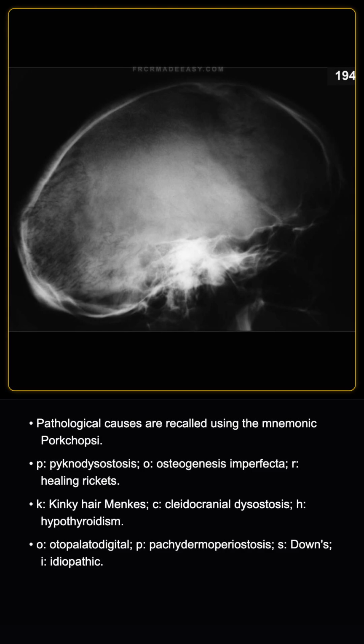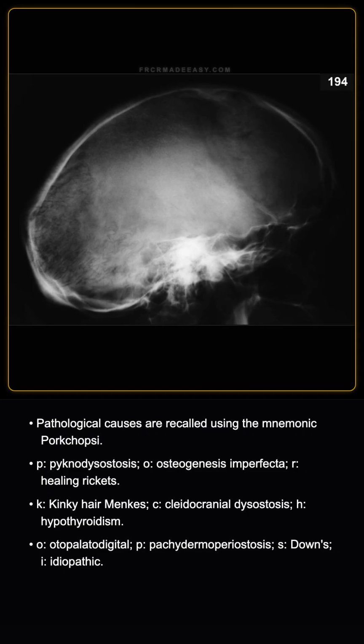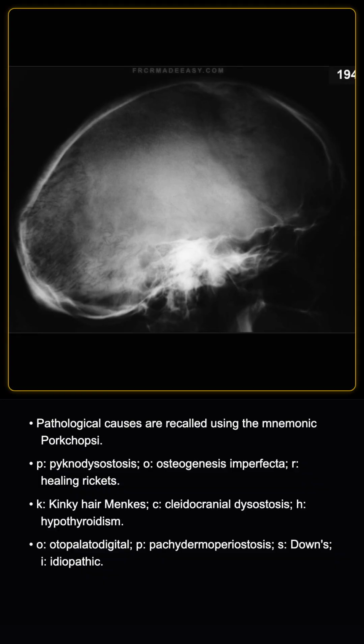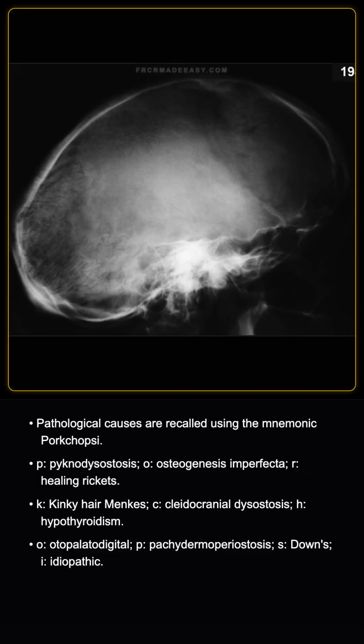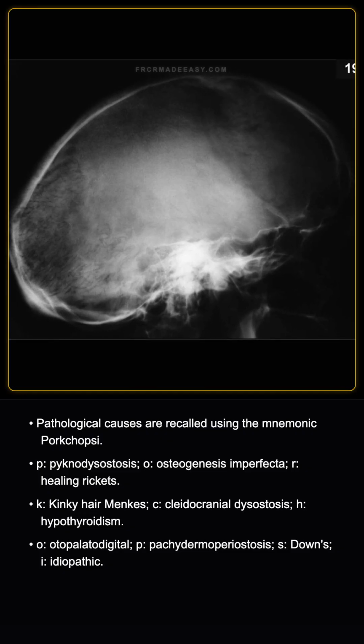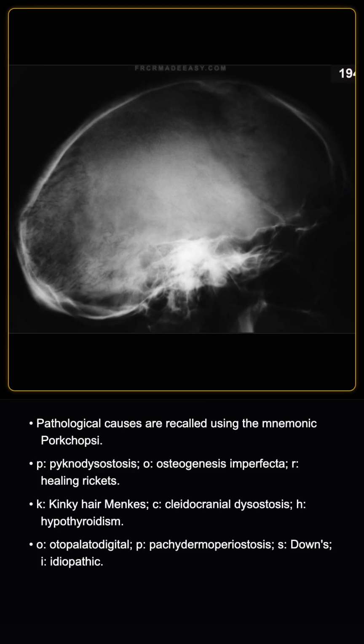P stands for Pyknodysostosis, O represents Osteogenesis imperfecta, R stands for Rickets in its healing phase, K represents Kinky hair syndrome or Menkes disease, C stands for Cleidocranial dysostosis, H stands for hypothyroidism or hypophosphatasia, O represents Otopalatodigital syndrome, P stands for Pachydermoperiostosis, S stands for Syndrome of Down, and I represents Idiopathic causes.